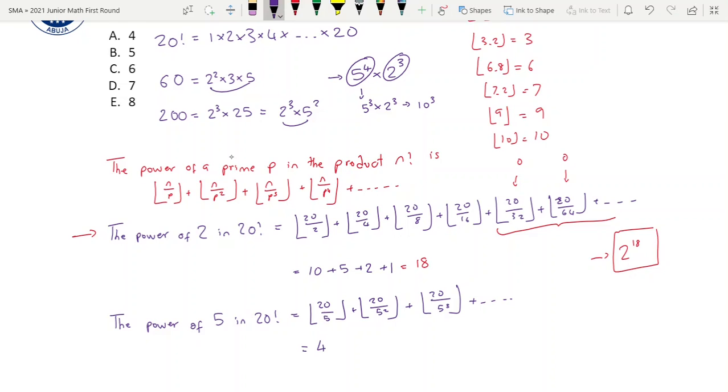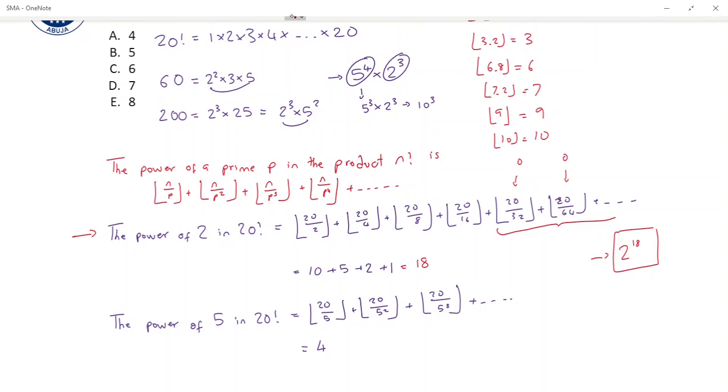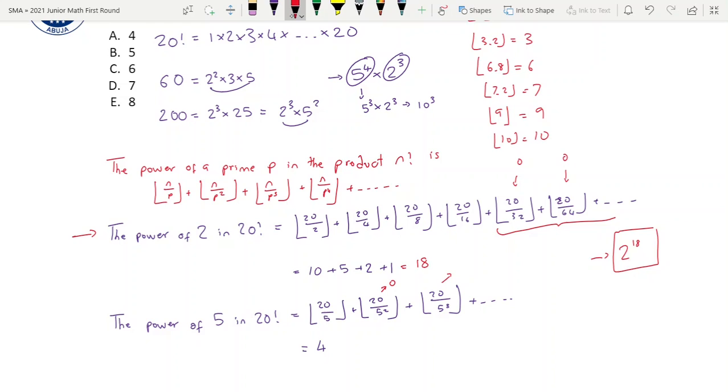But then 20 over 5 squared is 20 over 25, which is 0 point something. So the whole number part of 20 over 5 squared is 0. So this floor function here will be 0. And the next one too will be 20 over 125, which is 0 point something, so the whole number part of it will be 0. And every number after this too. 20 over 625 will be 0 point something still, and the whole number part will be 0. So every number beyond this point, the floor function of it is going to be 0. From this, we can conclude that the power of 5 in 20 factorial will be 4. So if we write out the prime factorization of 20 factorial, we're going to have 5 raised to the power 4 in it.